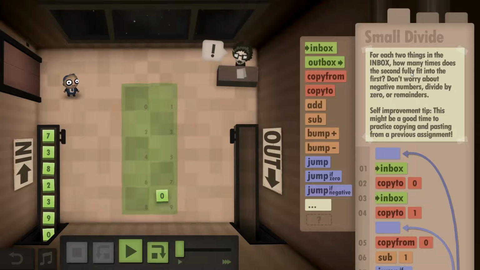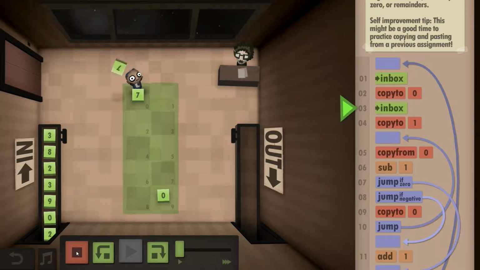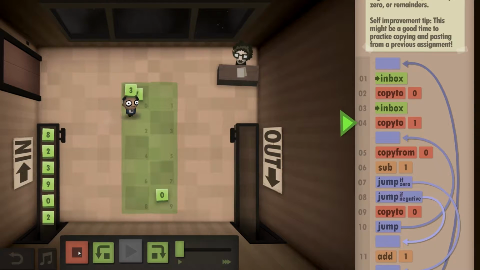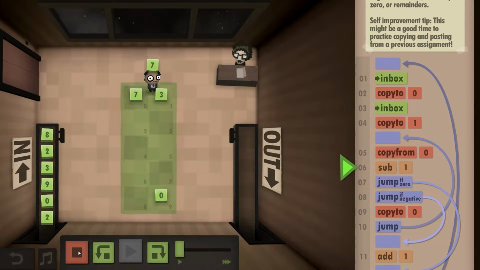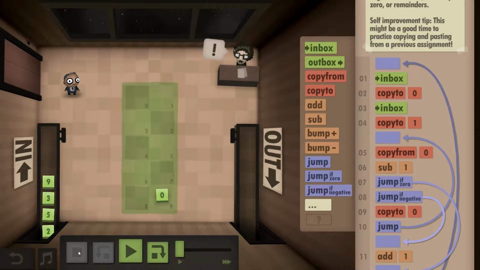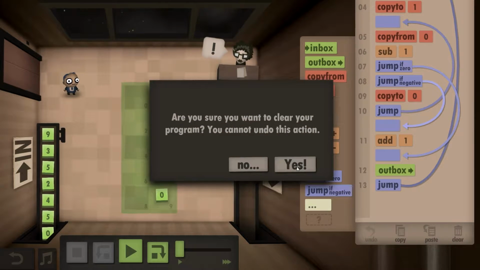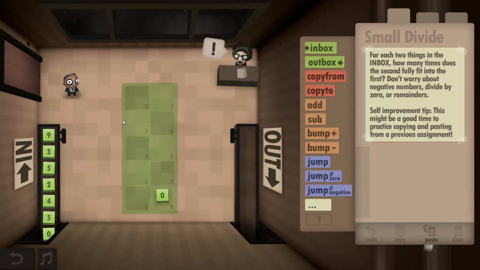How many times does the second fully fit into the first? Let me just watch this play out. Just make sure this is the right way around. So this is subtract 3 from 7, and give us 4. Okay, I don't believe copying all this is helpful.